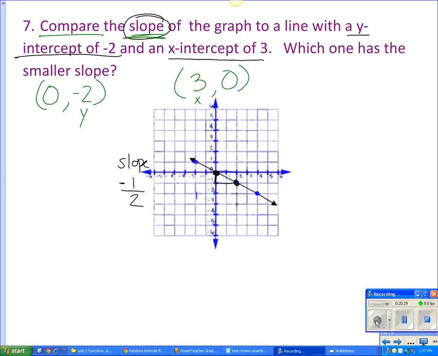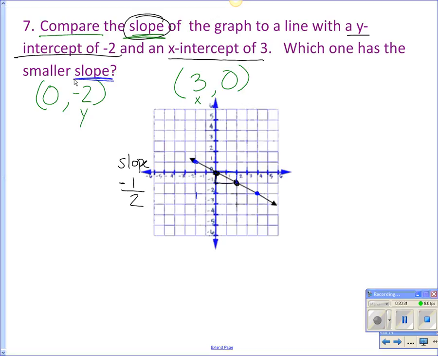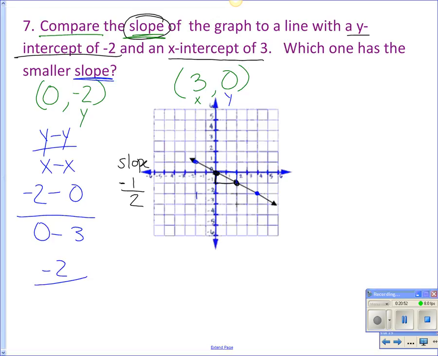My slope, we've done this earlier. What's the slope formula? Good. Y minus y over x minus x. So I've got negative 2 minus 0 over 0 minus 3. All right, you can use your calculator. Negative 2 minus 0 is negative 2. 0 minus 3 is negative 3. You cannot leave your answer like that. A negative over a negative is a positive.